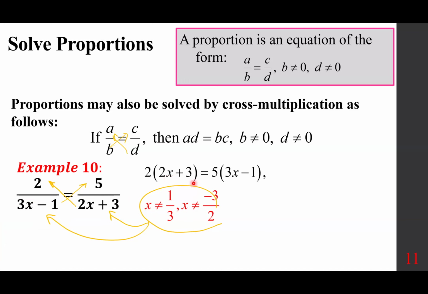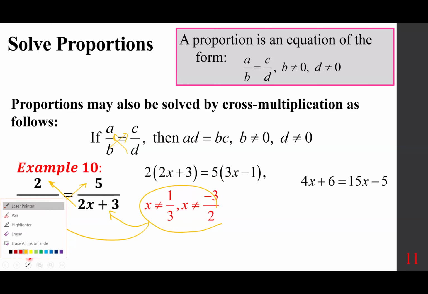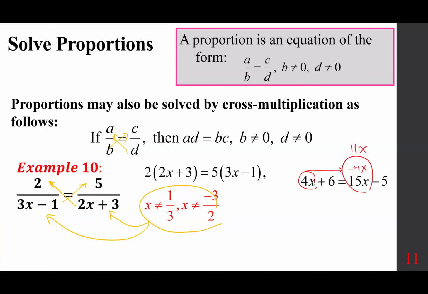Distribute, we get 4x plus 6. Distribute, we get 15x minus 5. We are going to move things as follows. But this is 11x. This is 11x becomes 1. Pretty straightforward, everybody.